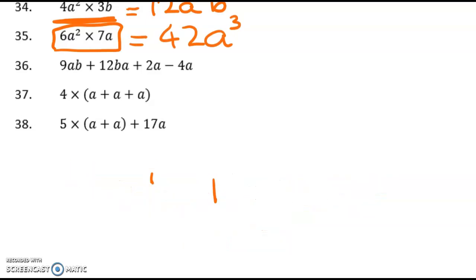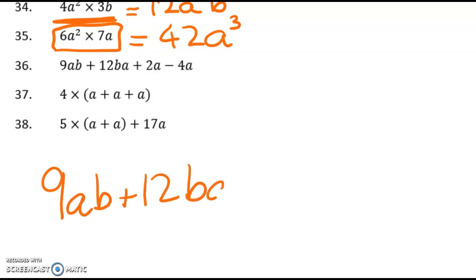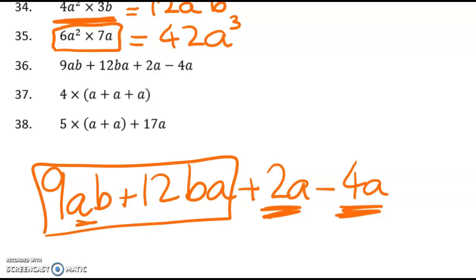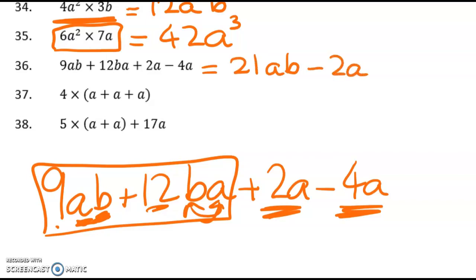Okay, number 36 is also testing your understanding of like terms. So 9ab plus 12ba plus 2a minus 4a. Well, these things are definitely like terms, right? But so are these, because the order of multiplication doesn't matter. So this is 9 times a times b, and this is 12 times b times a. But I could have written it the other way around. So in this case, we've got 21ab, or 21ba, minus 2a.